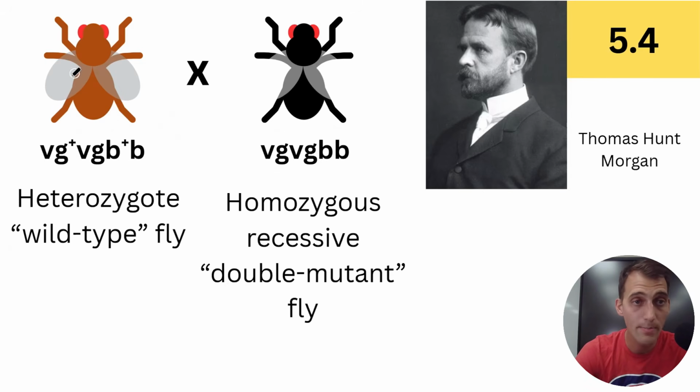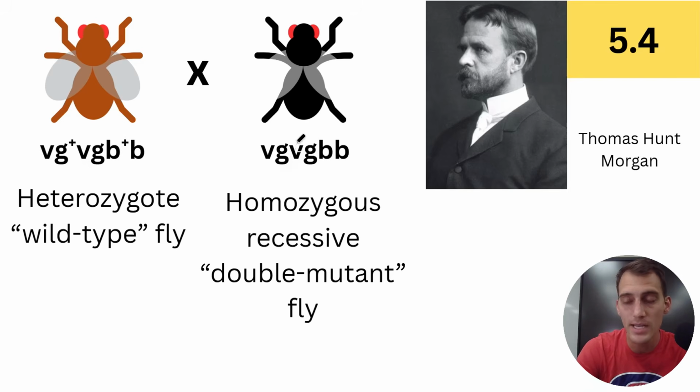It's wild type, which means it has the normal traits. And here's one with two mutant traits, okay? So these plus signs, you can kind of think of them as capital letters. They're dominant. So VG plus is a dominant allele, B plus is a dominant allele, while VG is a recessive allele and B is a recessive allele.